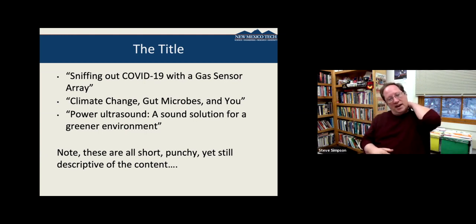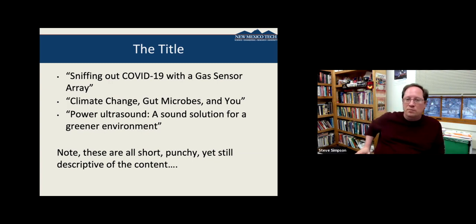The 3 lines that I have up here, I surfed randomly online and pulled out a couple example titles from 3-minute speeches elsewhere. This gives you an idea of what we're looking for. Sniffing out COVID-19 with a gas sensor array. Climate change, gut microbes, and you. Power ultrasound, a sound solution for a greener environment. Okay, so they're going to be punchier.